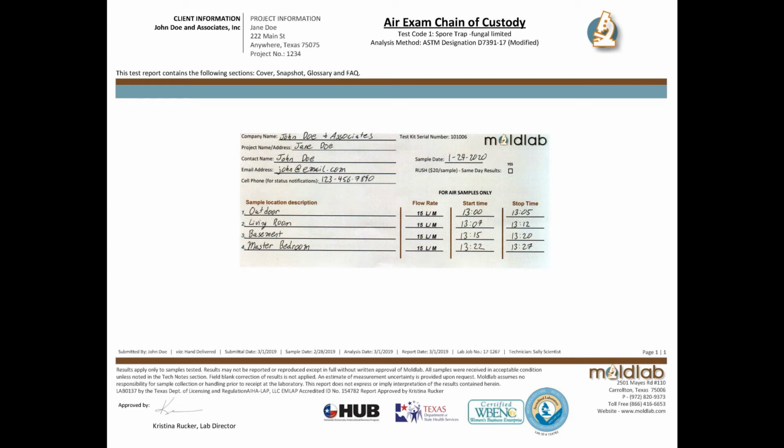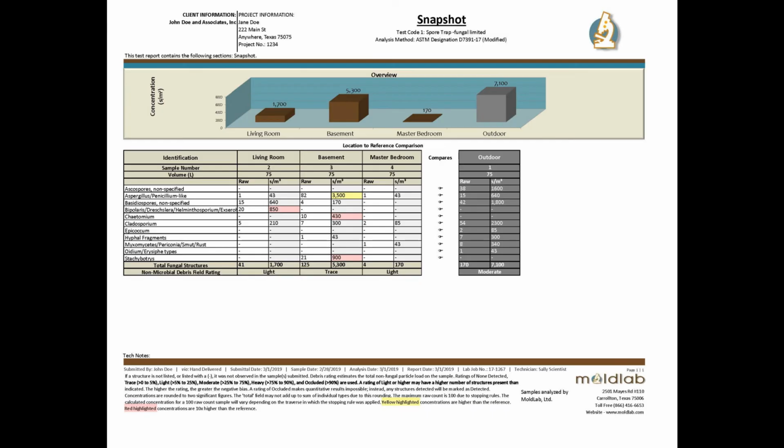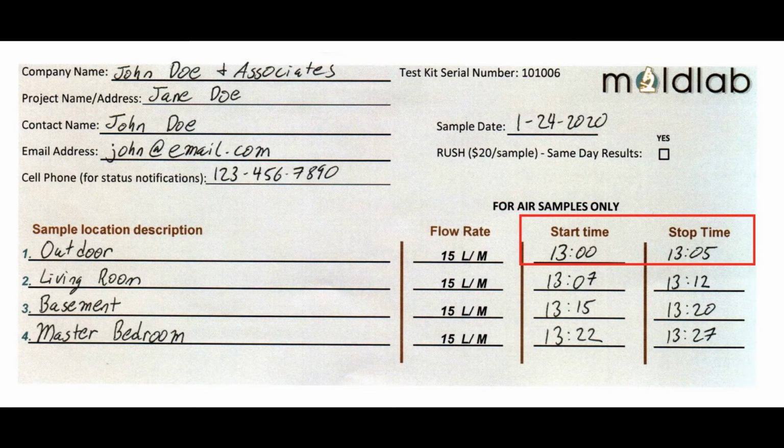The first page displays the test kit form you sent us, as well as some information about the lab and test methods. The second page is where the results are. Each sample appears with the number and location provided from the test kit form. There is also a volume in liters listed for each sample, which is calculated based on the run times you provided on the test kit form and the 15 liters per minute recommended flow rate.